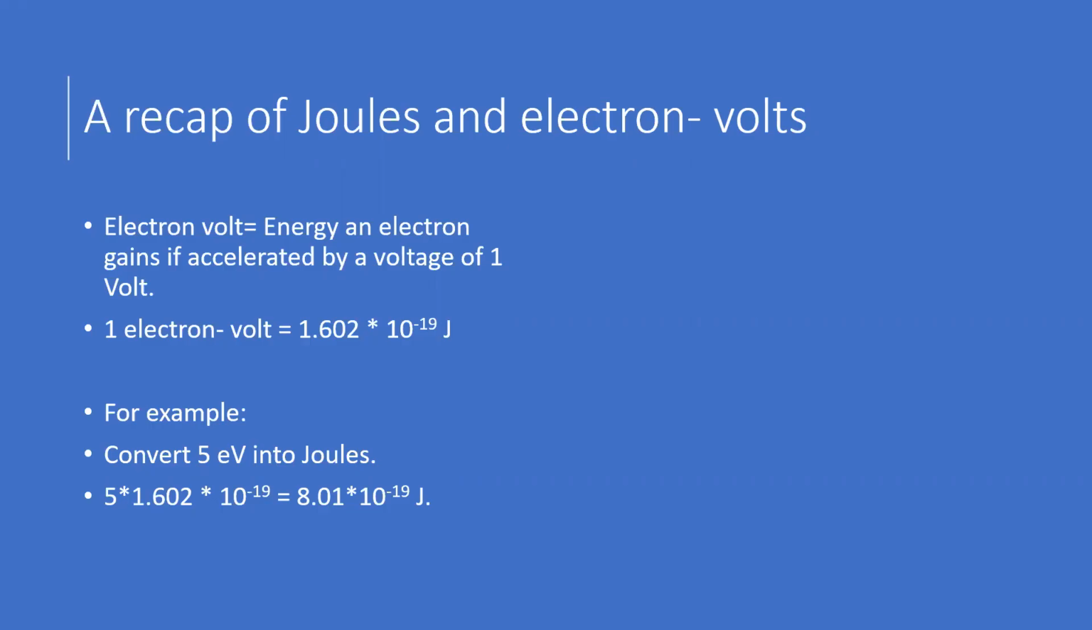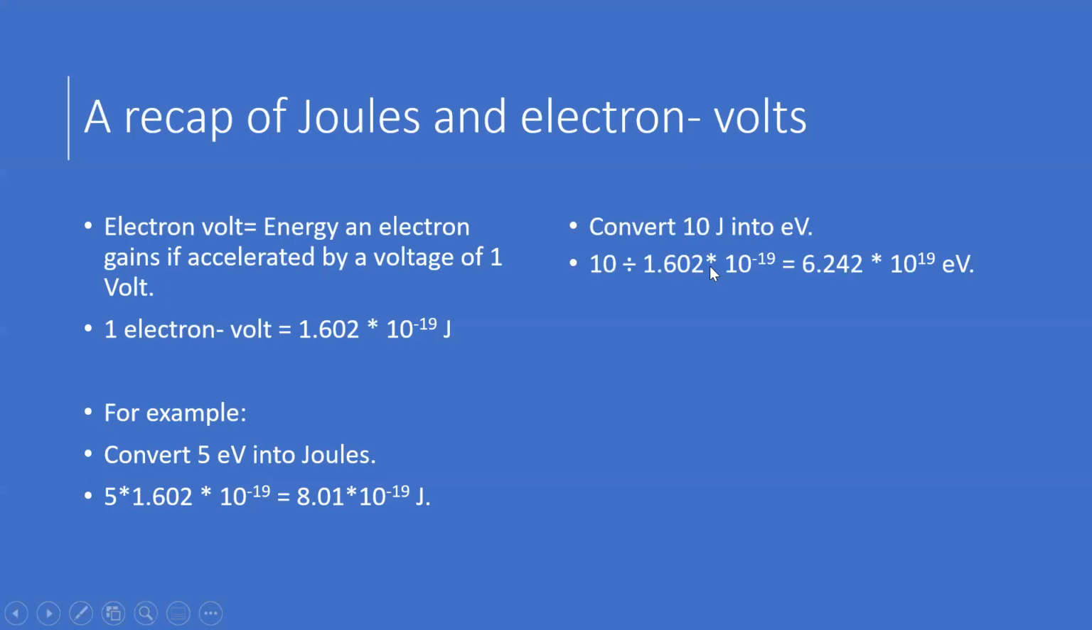We already know that 1 electron volt equals the energy an electron gains when it is accelerated by a voltage of 1 volt. The value of 1 electron volt is equal to 1.602 times 10 to the power minus 19 joules. For example, if you want to convert 5 electron volts into joules, you have to multiply it by the value 1.6 times 10 to the power minus 19.